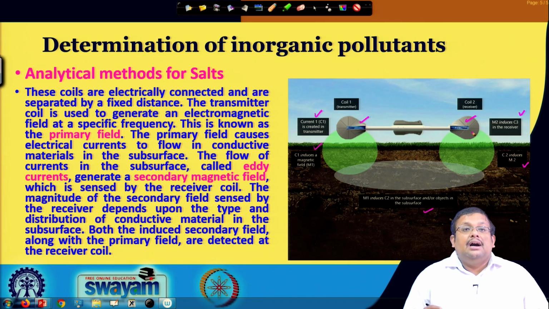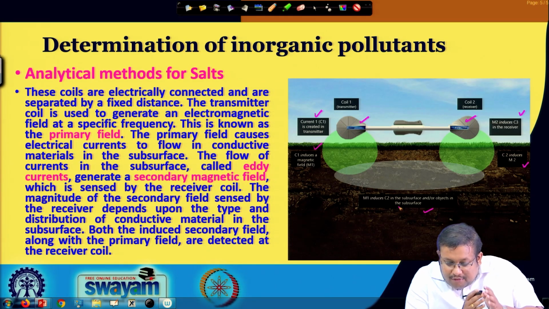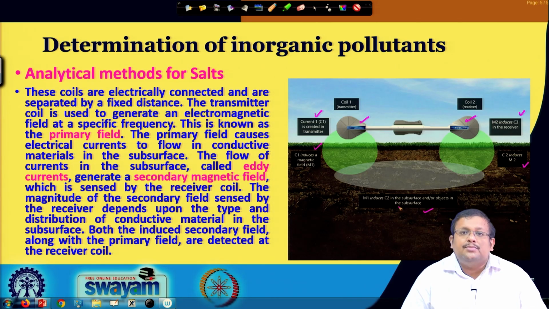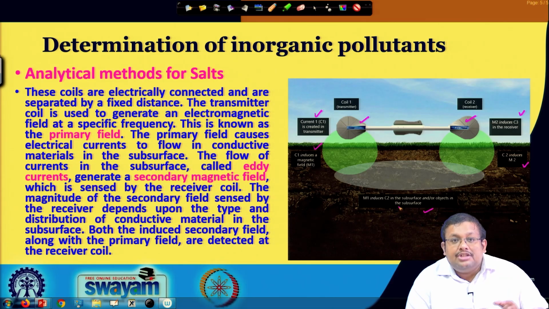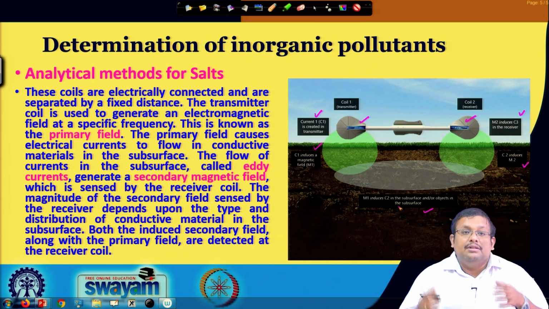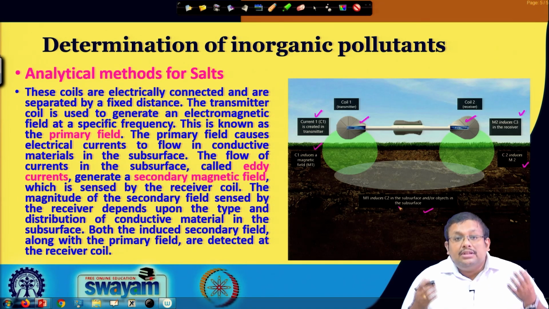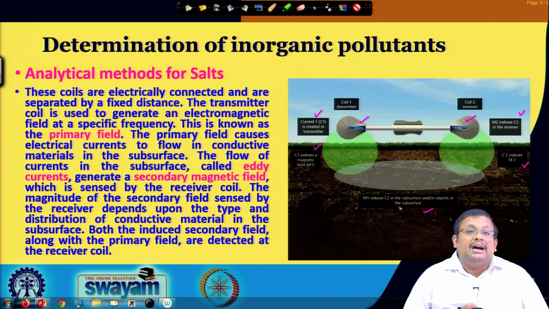Now, remember that the magnitude of the secondary field sensed by the receiver depends upon the type of distribution of conductive material in the subsurface. So, in the earth, what are those conducting materials? The salts are the conducting materials, because they are dissociated into ions. So, these ions are the conducting materials, and this flow of current is mediated by the ions of the salts present in the subsurface. Depending on the concentration and the composition of the salts, the magnitude of the secondary field sensed by the receiver varies, and both the induced and secondary fields along with the primary field are detected at the receiver coil.